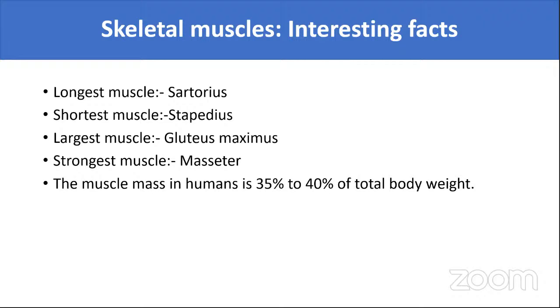Largest muscle is gluteus maximus, which is at the buttock region, whereas the strongest muscle, it is slightly controversial. Some say that it is the tongue, some say that it is the masseter. Masseter muscles are present near the jaw region, which help in the chewing of the food. It is said that the muscle mass in humans is 35 to 40% of the total body weight. So muscle forms a substantial part of human body weight.